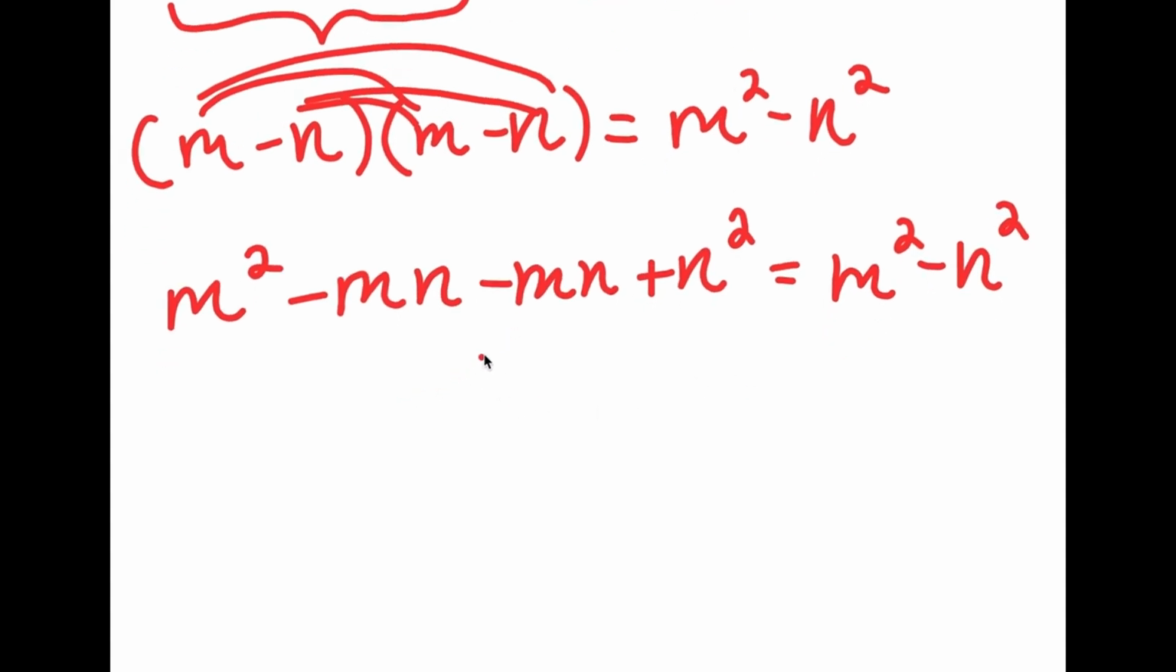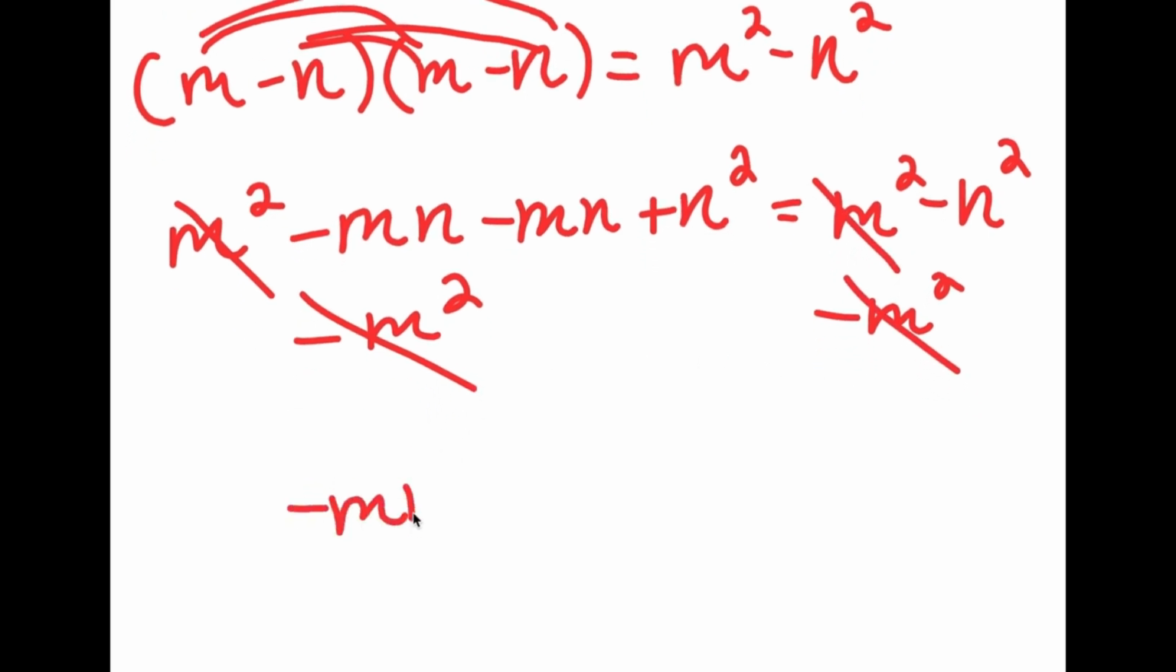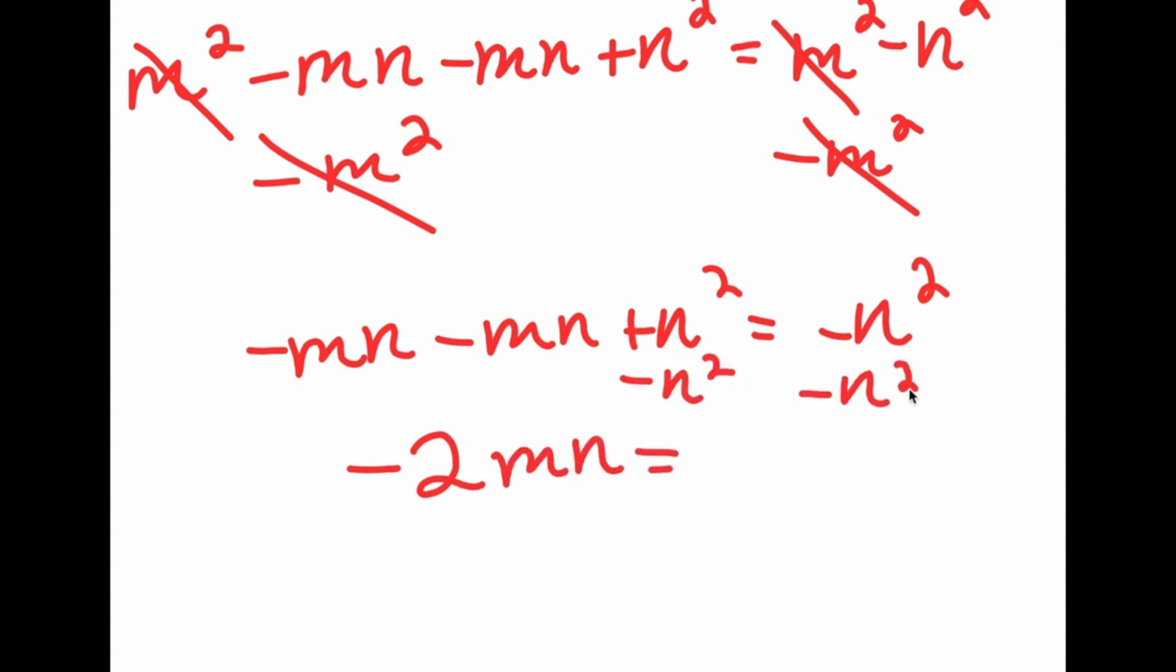Now, I can do a few things here. I can first start by subtracting m squared on both sides, so this way these two m squares cancel out. Now I'll be left with negative mn minus mn plus n squared is equal to negative n squared. Now negative mn minus mn is equal to negative 2mn. And then if I subtract n squared on both sides, these two cancel out and I get negative 2n squared.